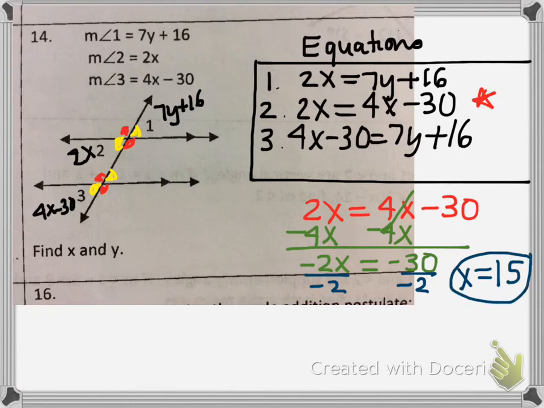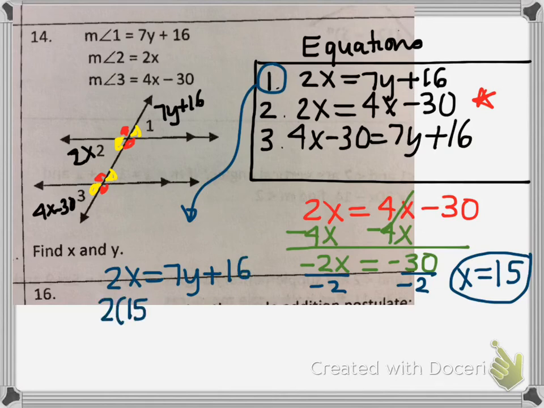Now we need to find y. So we're done with equation 2 because it doesn't have a y in it, and that's what we need to find. So either equation 1 or 3 would be chosen to find y. I'm going to choose equation 1 because it looks a little easier. So equation 1 is 2x is equal to 7y plus 16. I already know x now, so I'm going to plug that in. 2 times 15 is equal to 7y plus 16. So 2 and 15, if you multiply, give you 30, and that's equal to 7y plus 16.